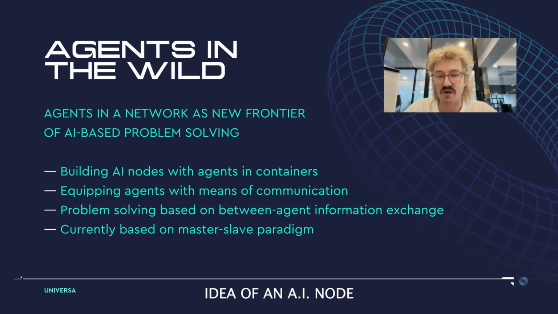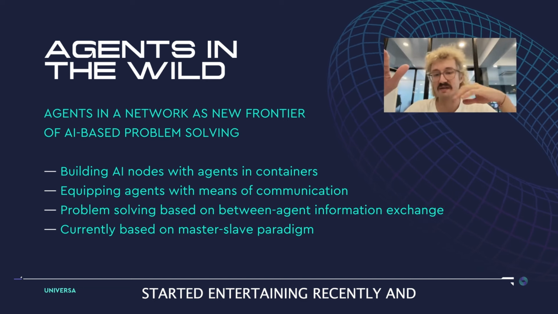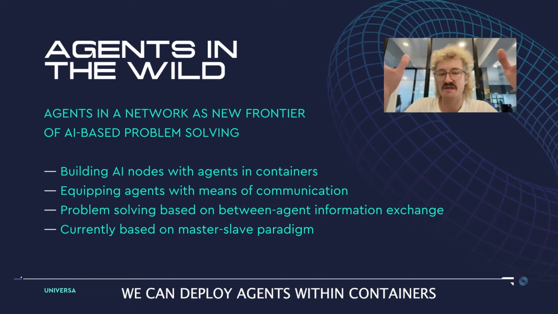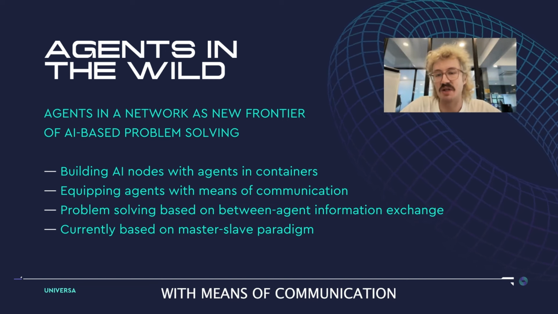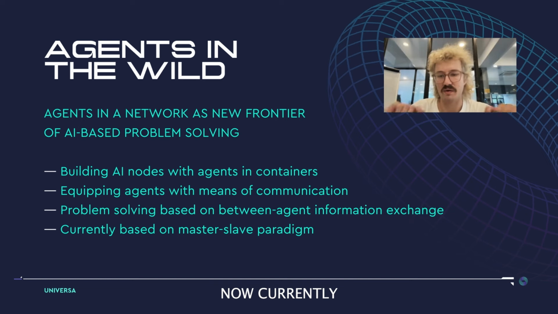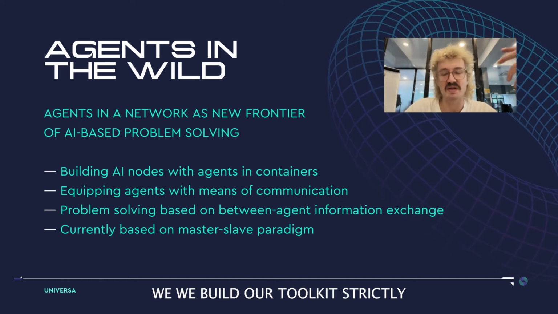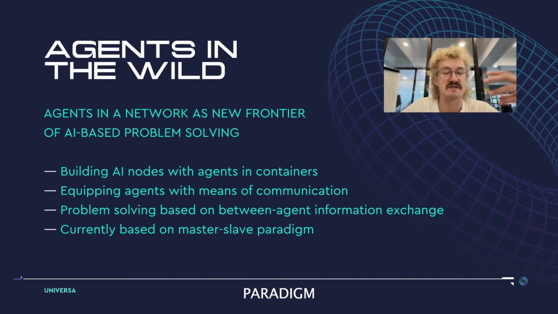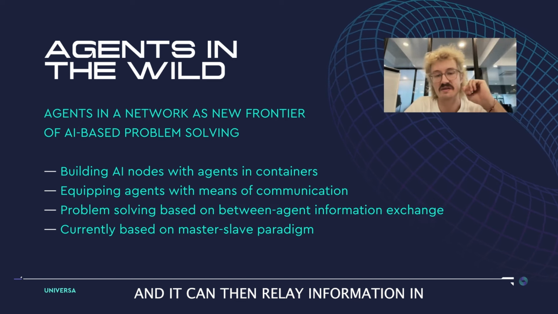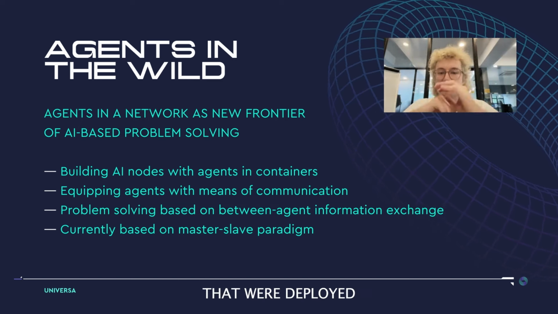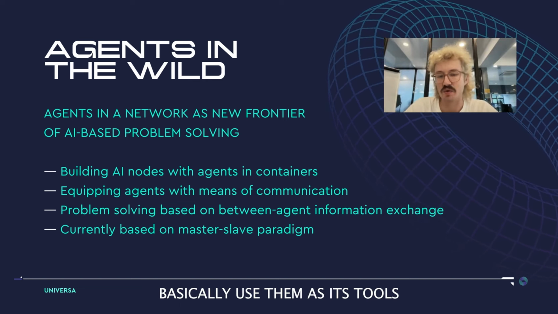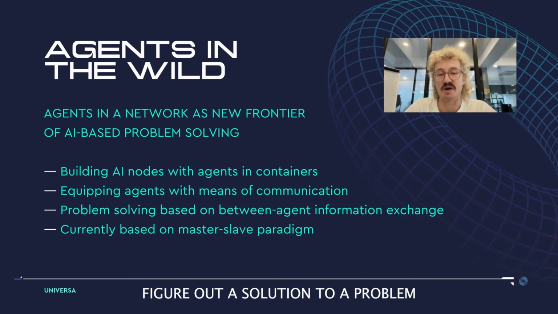This is the idea of an AI node that we started entertaining recently. And this idea is simply how we can deploy agents within containers and equip them with means of communication so that they can interact with each other, with other AI nodes in the network. Now, currently, we build our toolkit strictly basing it on the master-slave paradigm, in which a single AI node is the master, and it can then relay information in the network to other slave nodes that were deployed and use them as these helper agents, basically use them as its tools to try to figure out a solution to a problem.